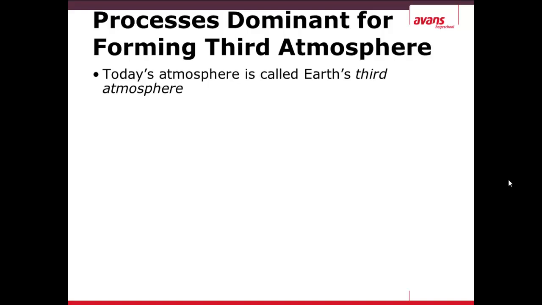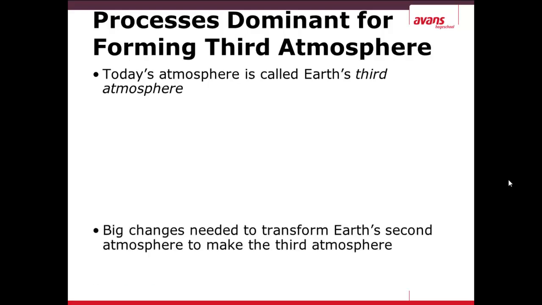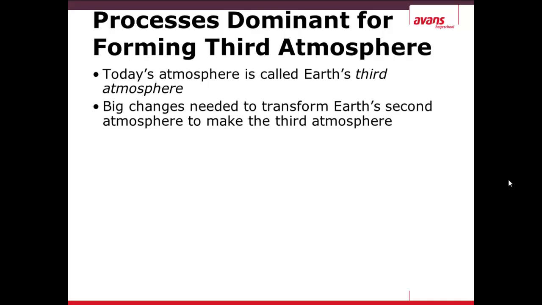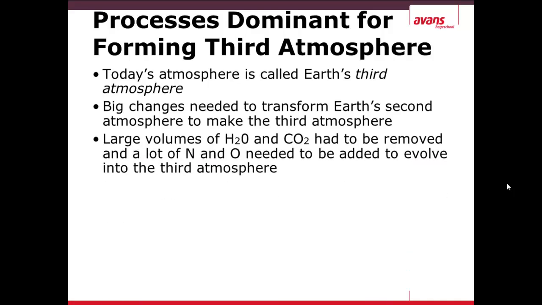The formation of the third atmosphere, how did that come about? Today's atmosphere, as I mentioned, is called Earth's third atmosphere. Big changes were needed to transform Earth's second atmosphere into the third atmosphere. Large volumes of water and CO2 had to be removed, and a lot of nitrogen and oxygen needed to be added to evolve into the third atmosphere. How did this come about?